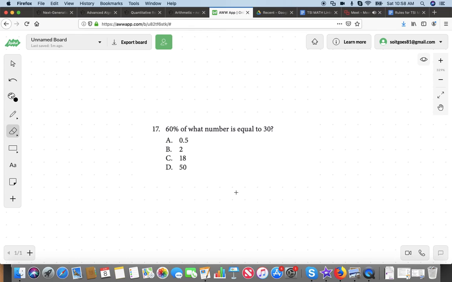50% of some number. Half of some number is 30, right? Half of 60. Just estimating this. Look at the answer choices. So 60% of 60 is equal to... No, 50% of 60... You got it.